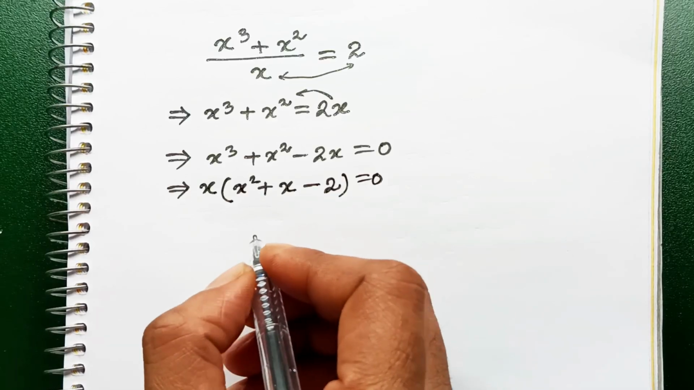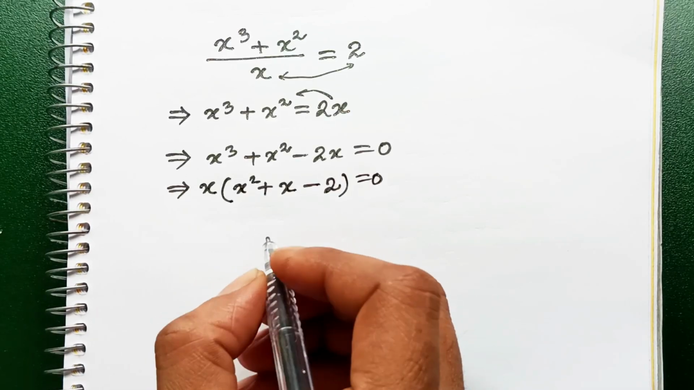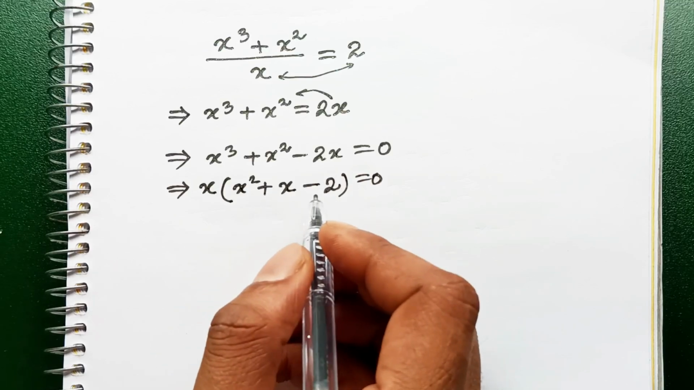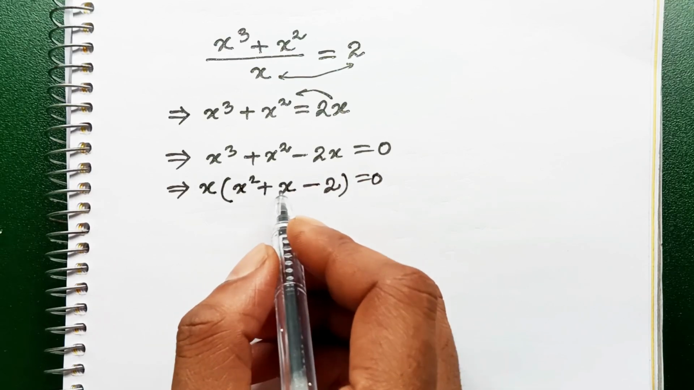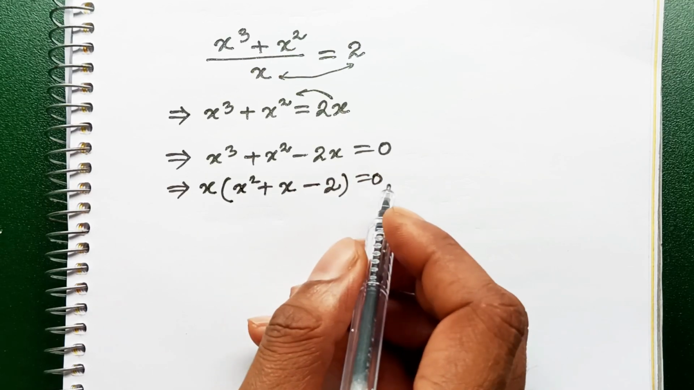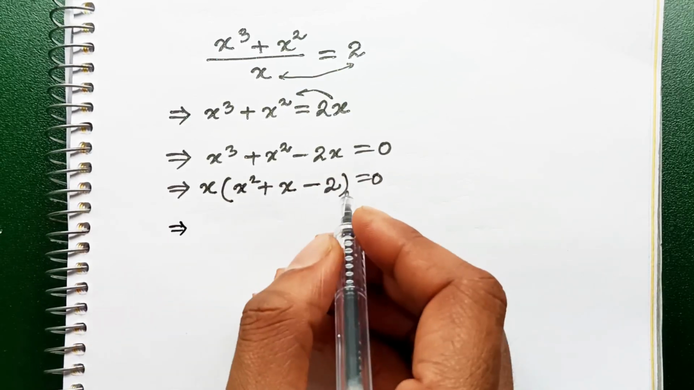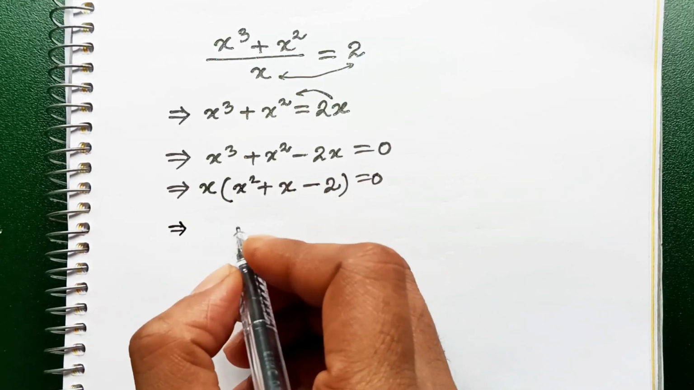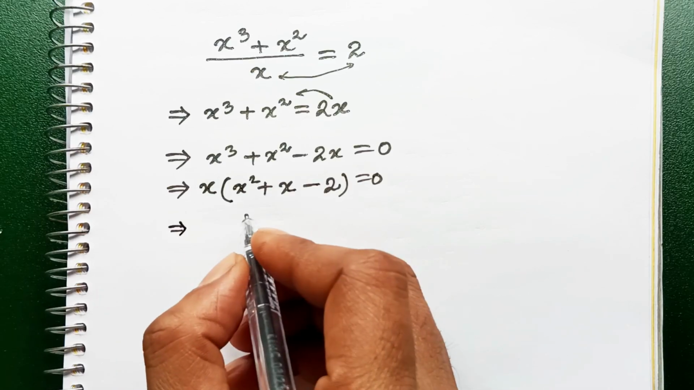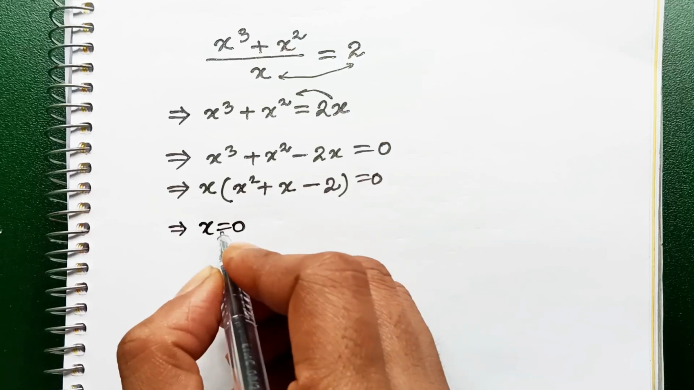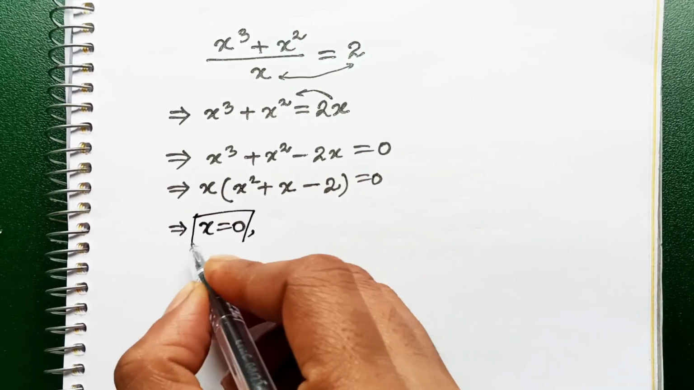This is great because now we have broken the problem down into two pieces, the x on the outside and the quadratic equation on the inside, which is x squared plus x minus 2 equals 0. Since they multiply to make 0, we can split this into two separate paths to find our answers. The first path is super easy because we just set the outside factor to 0, giving us x equals 0 as our first potential solution.